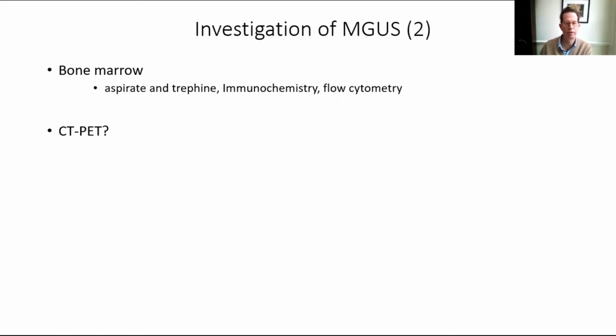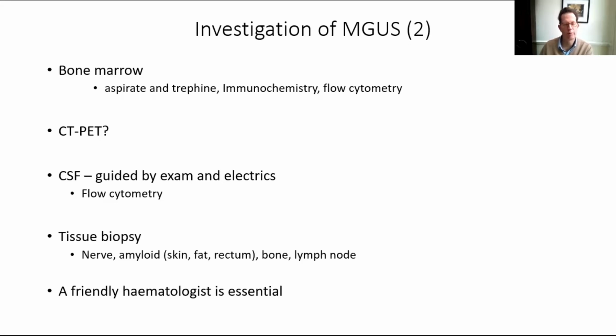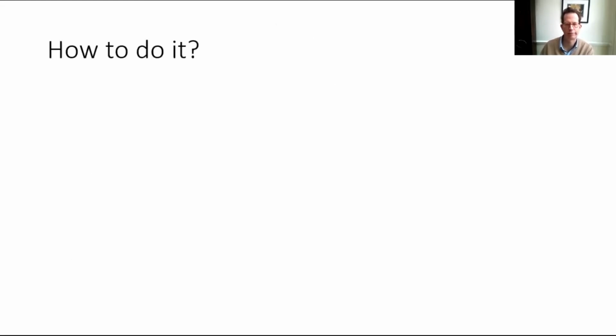A CT PET might be useful for identifying extra osseous lesions, for identifying abnormal tissue such as lymphadenopathy, and identifying which of the osseous lesions might be hot. CSF will be guided by examination and the electrics, as sometimes you have proximal disease that requires lumbar puncture and flow cytometry. And a tissue biopsy of nerve, bone, lymph nodes, or amyloid in terms of skin, fat, or rectum, or the flexor retinaculum, for instance, might be essential to make the diagnosis. Once again, interpretation of all these things requires a friendly hematologist.